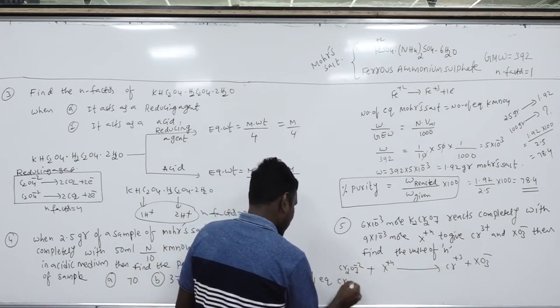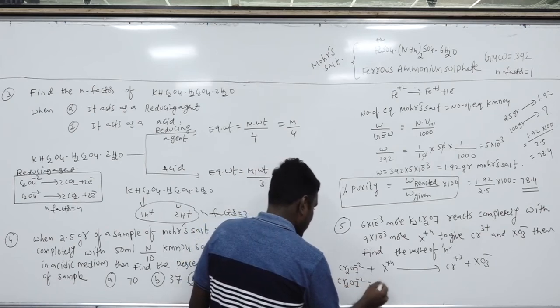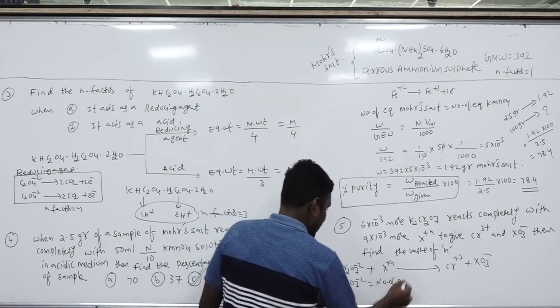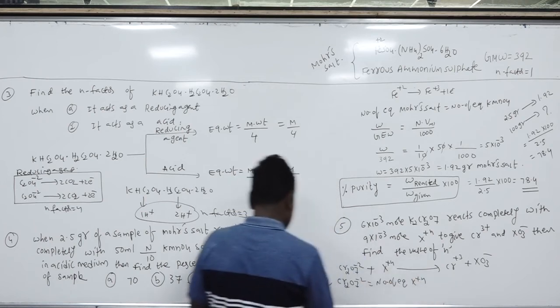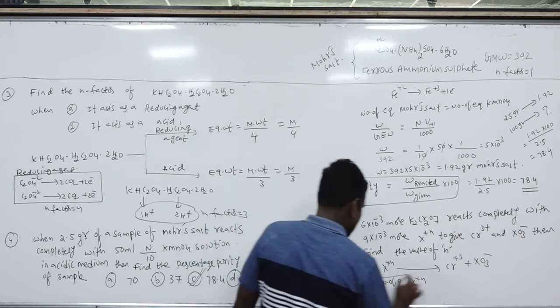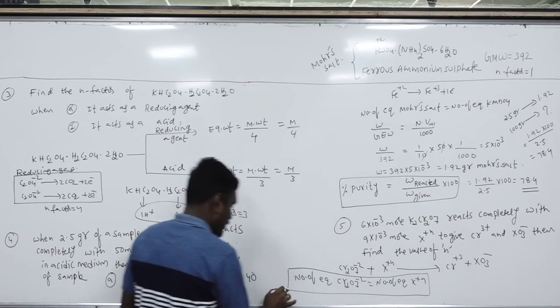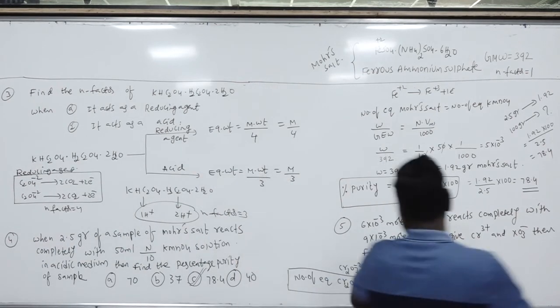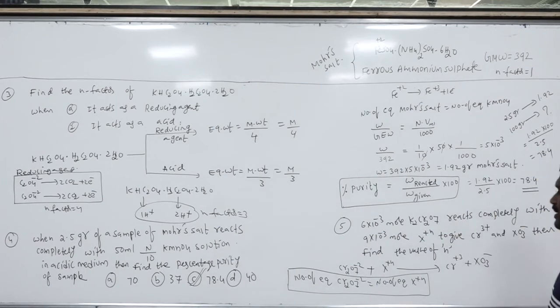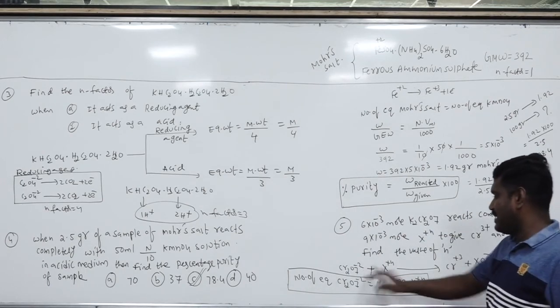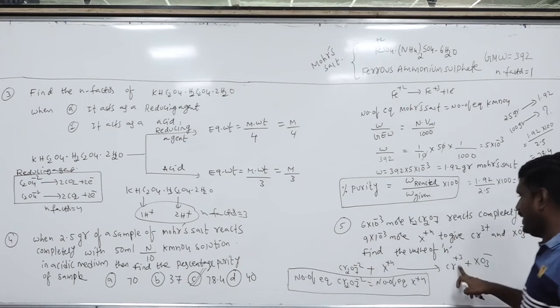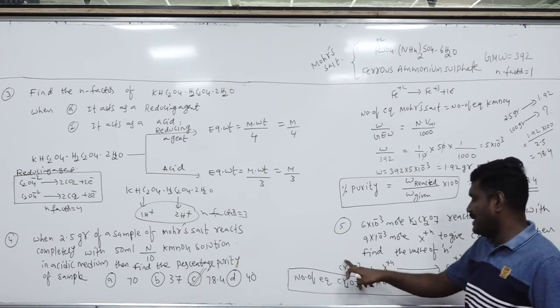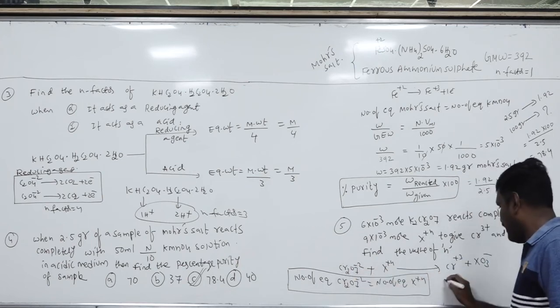So I am writing, number of equivalents of dichromate is equal to the number of equivalents of X^n+. This is the law of chemical equivalence. How to calculate the number of equivalents? Number of moles into n factor. What is the n factor of dichromate? 6. How? Plus 6 changes to plus 3, so for chromium plus 3 there are 2 chromiums, so the n factor will be 6.